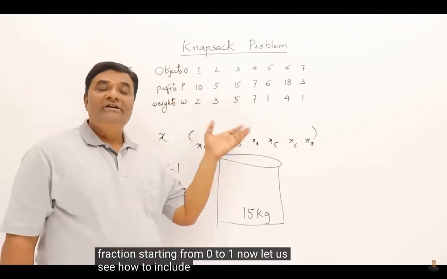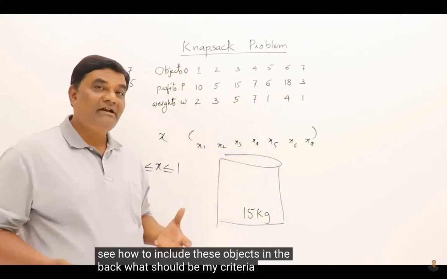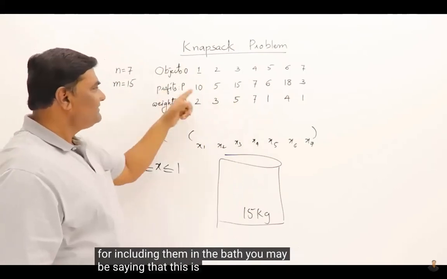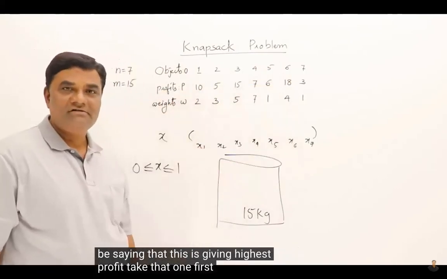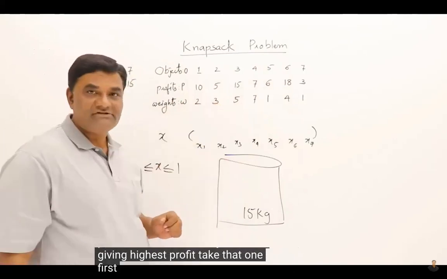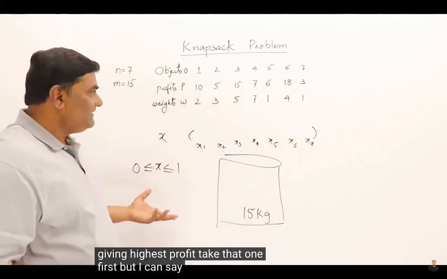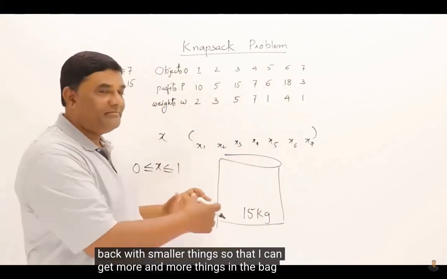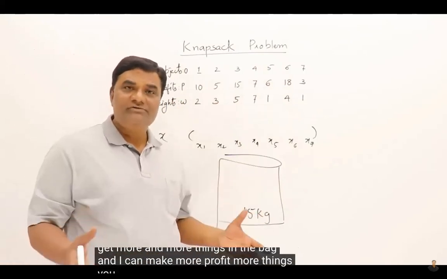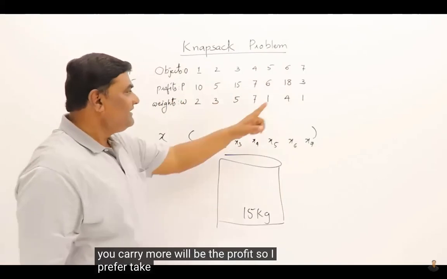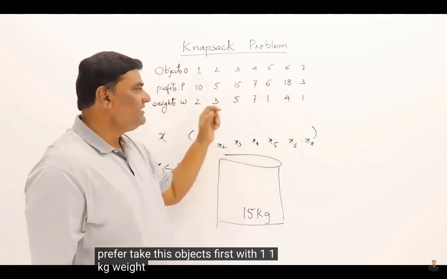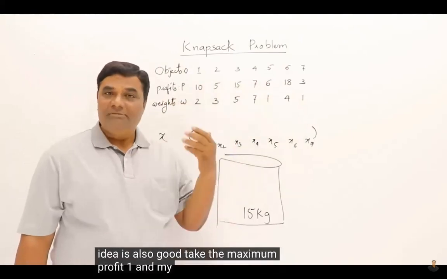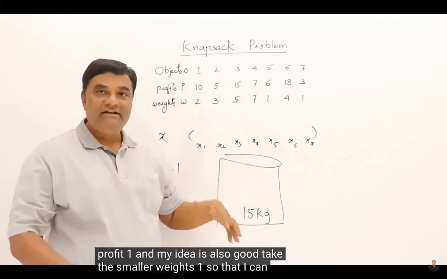Now let us see how to include these objects in the bag. What should be my criteria, method for including them in the bag? You may be saying that this is giving highest profit. Take that one first. Yes, that is giving highest profit. Take that one first. But I can say that first fill the bag with the smaller things so that I can get more and more things in the bag and I can make more profit. More things you carry, more will be the profit. So I prefer take these objects first with 1 kg weight or smaller weights. So your idea is also good. Take the maximum profit one. And my idea is also good. Take the smaller weights one so that I can have more objects.